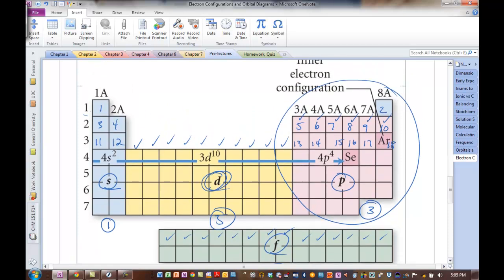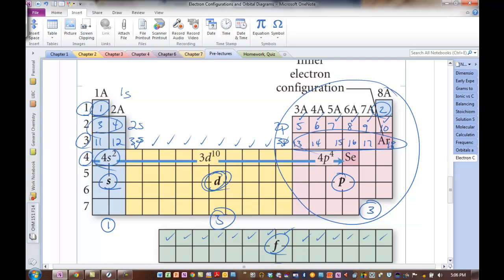Now, we start here, 1. So this is where the 1s fills. So electrons 1 and 2. And then we come to the 2s. That can hold 2 electrons. Then we come over here, just coming across, this is where the 2p subshell fills. Again, 6 electrons total. Then the 3s. Then the 3p going across here. Then we have the 4s.